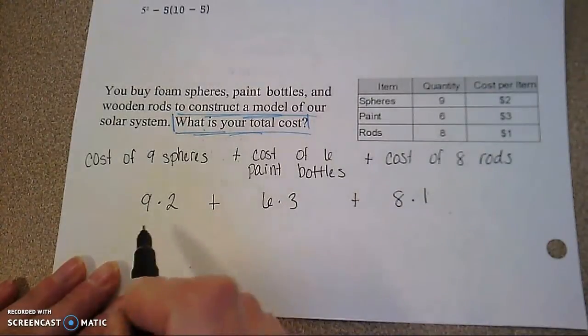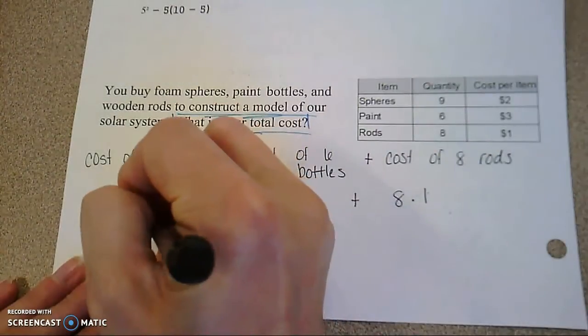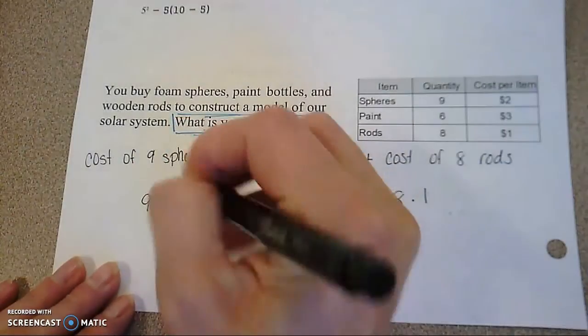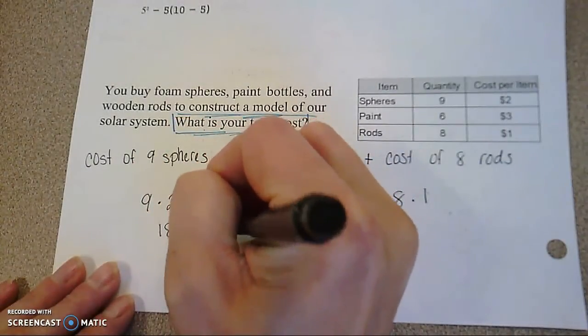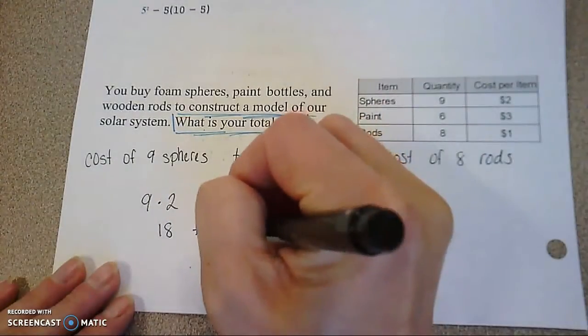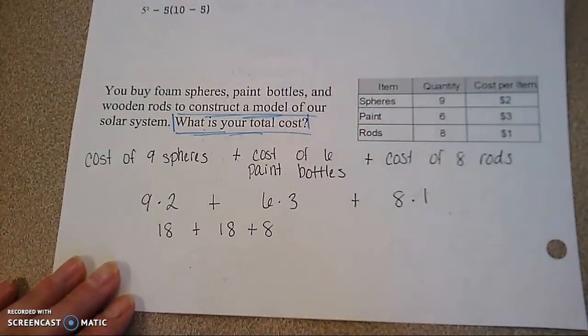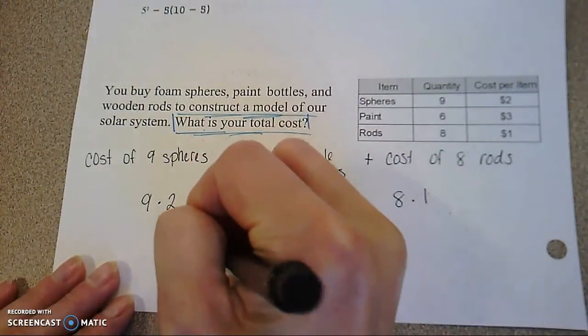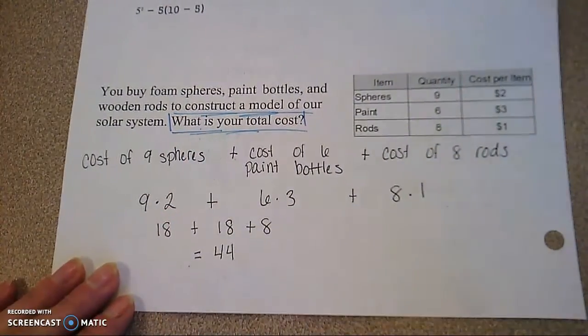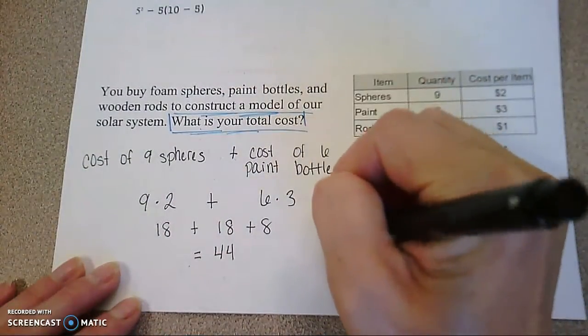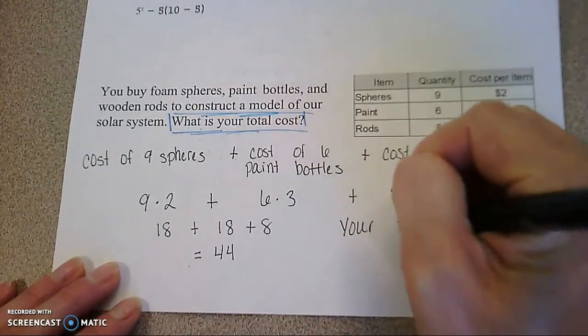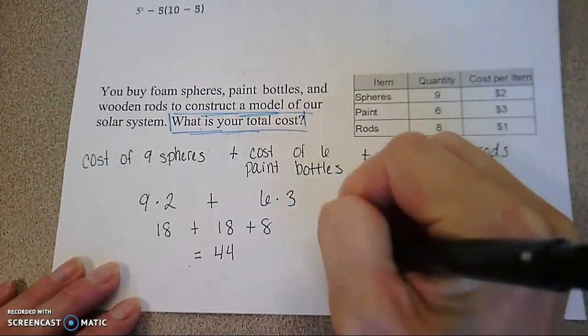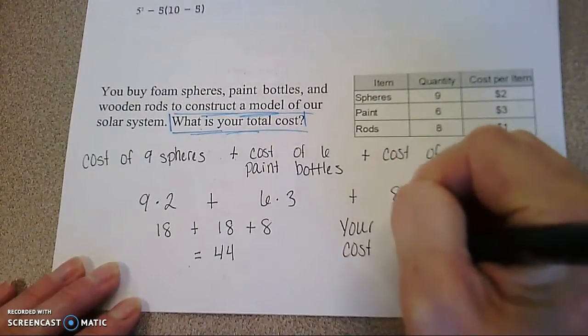So now we can simplify all the multiplication first. 9 times 2 becomes 18. 6 times 3 becomes 18. And then 8 times 1 becomes 8. Okay? And then we can add all of those together to get 44. So then I go back to my question and make sure I answer that in a complete sentence. What is your total cost? So I would say your total cost is $44. No naked numbers here.